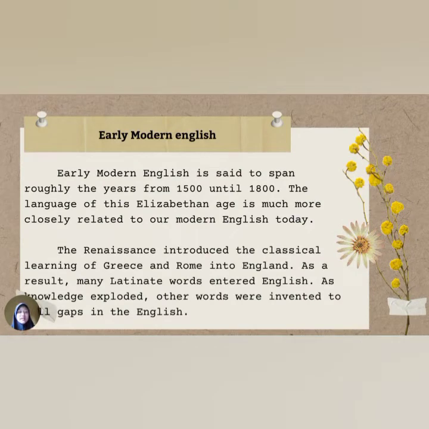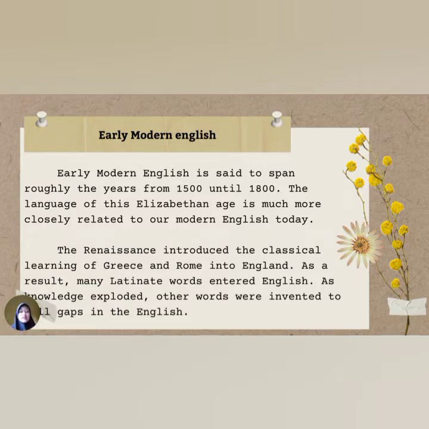And early modern English is said to span roughly the years from 1500 until 1800. The language of this Elizabethan age is much more closely related to our modern English today.